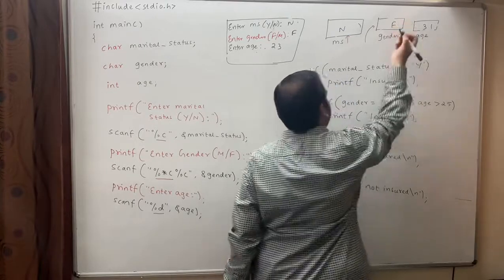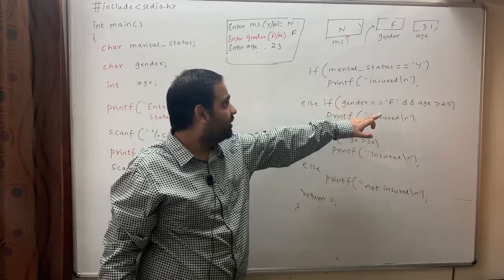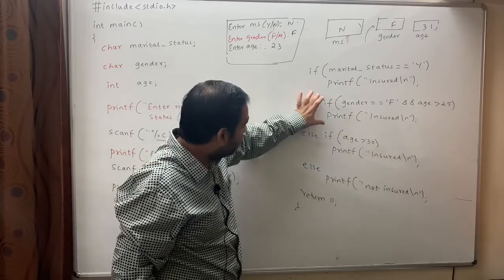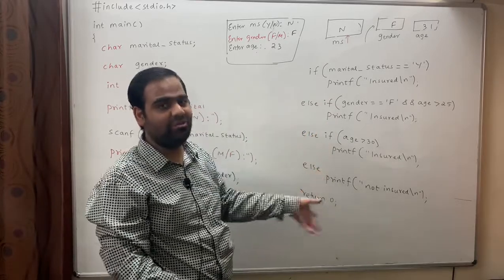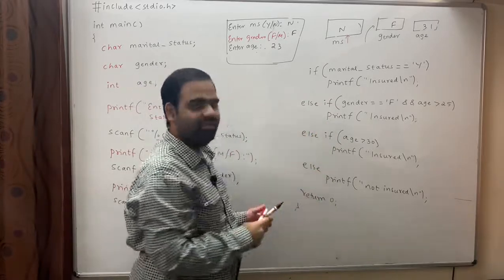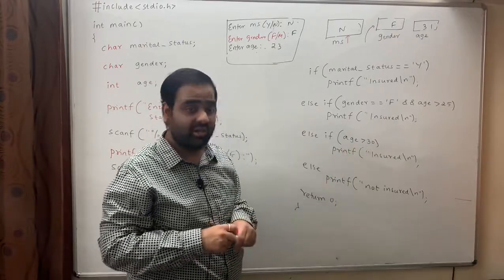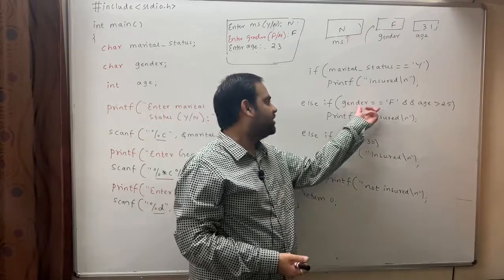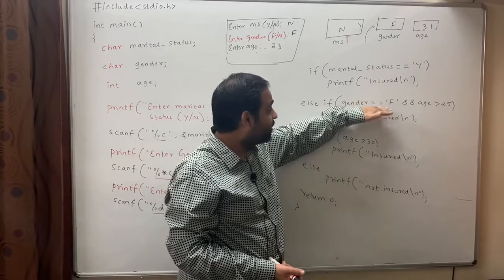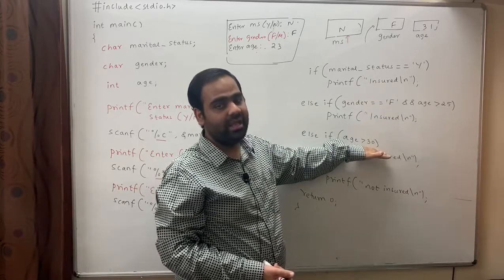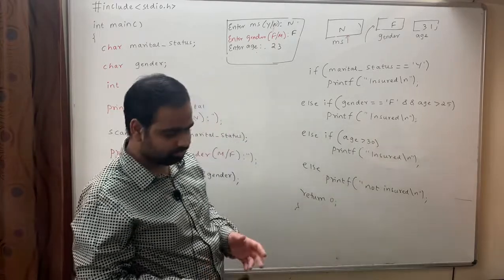The employee should be insured. N equal to Y? No. Gender is F equal to F? Yes. 31 greater than 25? Yes. Insured. Now since this condition is true, will it evaluate the next condition? No. It will directly come out of the else if ladder and stop the procedure. Why is it not necessary to check the gender over here? Because we have already checked gender is male or female in the condition just above, and if that condition is false, that means the employee is male.